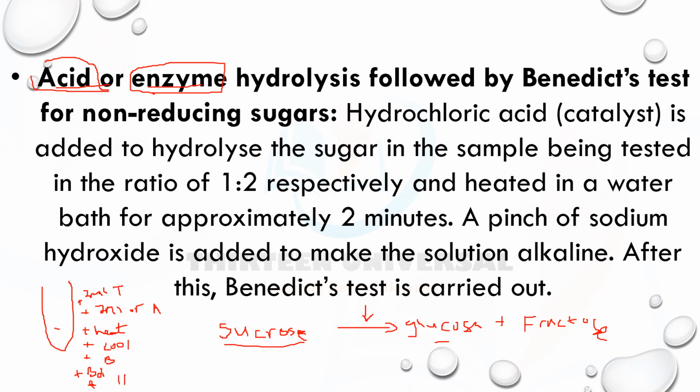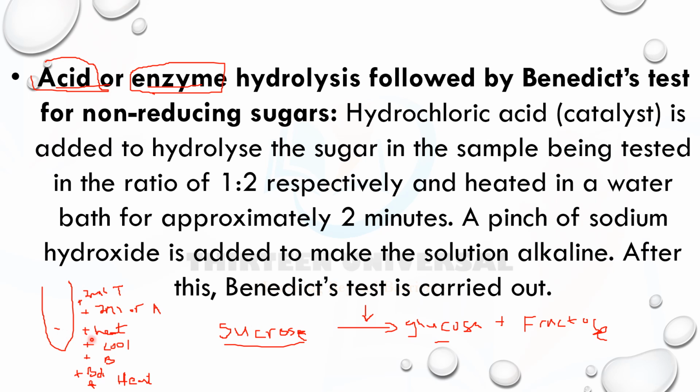So after you have added the Benedict solution, you have to heat again, okay, in a water bath, all right, for about 5 minutes. So let's go over it again. So you want to test for non-reducing sugar. What do you do? Take the test solution, about 2 ml, into a test tube. Take about half or equal volume of acid, hydrochloric acid, or enzyme, and add to this.